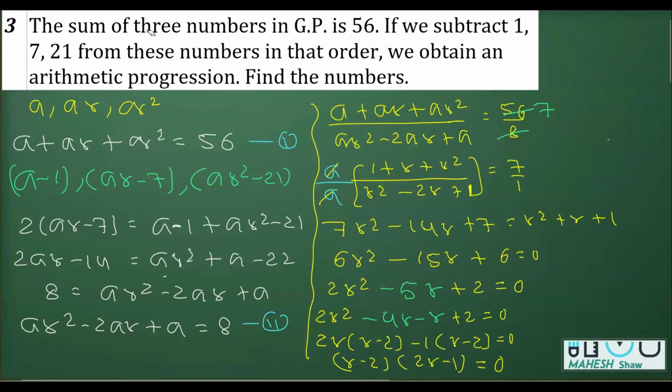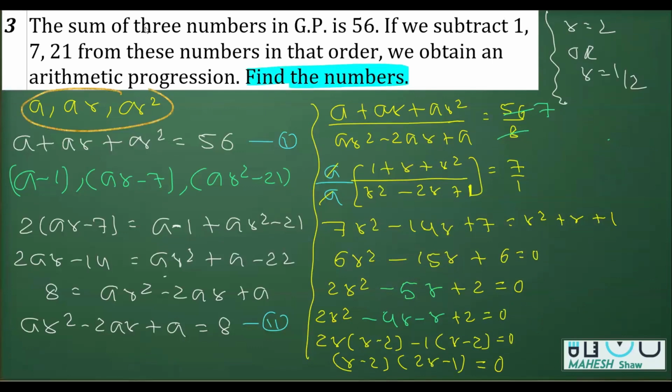Now over here we can get the value of R. If I equate this with 0, I'll get R is equal to 2, and if I equate this with 0, you'll get R is equal to half. But that's not the end of this sum. We have to find the numbers, and for that we need A as well. So I'll obtain A by replacing R with 2 as well as with half. Let's do one at a time.